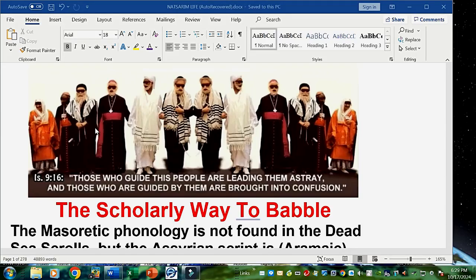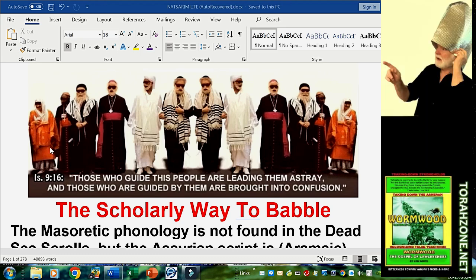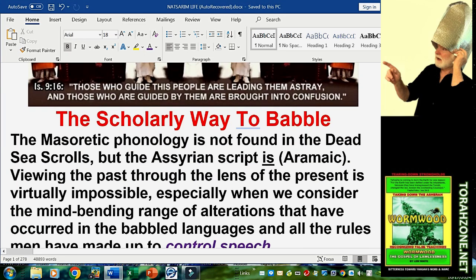Today we're going to look at the scholarly way to Babel. Yashayahu, or Isaiah 9, verse 16, says, those who guide this people are leading them astray, and those who are guided by them are brought into confusion. The word Babel means confusion. That's an interesting correlation.